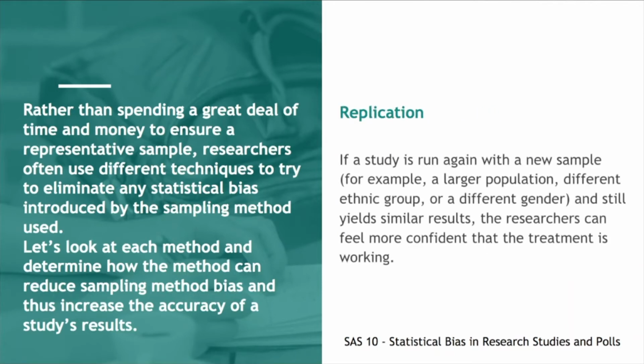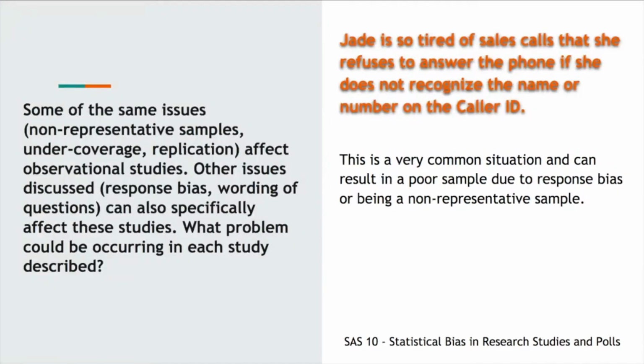Replication. If a study is run again with a new sample, for example, a larger population, different ethnic group, or different gender, and still yields similar results, the researchers can feel more confident that their treatment is working. So some of the same issues, non-representative samples, undercoverage, and replication, affect observational studies. Other issues discussed, response bias and wording of questions, can also specifically affect these studies.